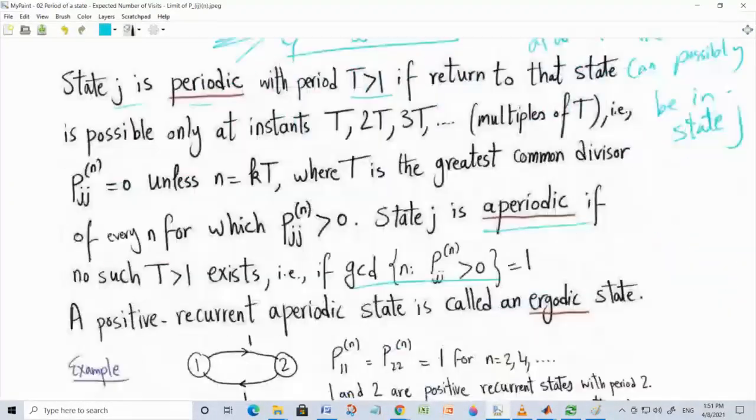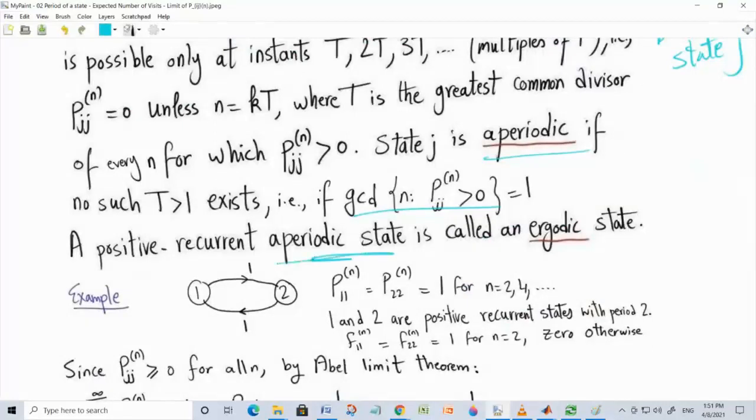A state that is aperiodic and positive recurrent, which means that it is recurrent and the mean recurrence time is a finite number, has a name: it's called an ergodic state. So if you hear the term ergodic state, it means this combination. It is a positive recurrent state that is aperiodic.